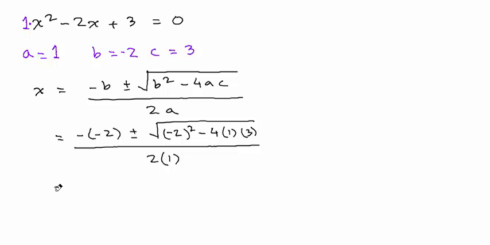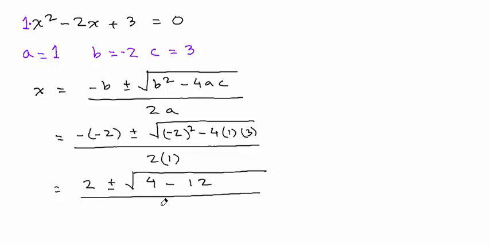This is going to be equal to minus negative 2, which is positive 2, plus or minus, what's under the square root now? Negative 2 squared is 4. Minus 4 times 1 is 4. 4 times 3 is 12. So we have 4 minus 12 under the square root all over 2. No need to proceed because 4 minus 12 is a negative quantity. 4 minus 12 is negative 8.